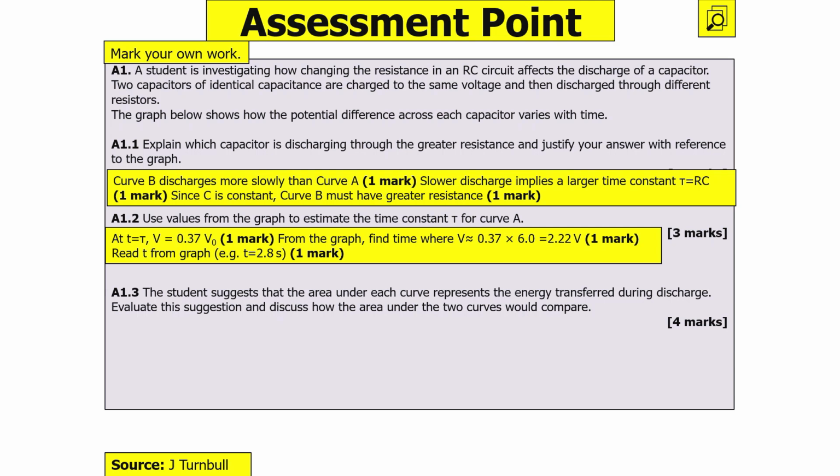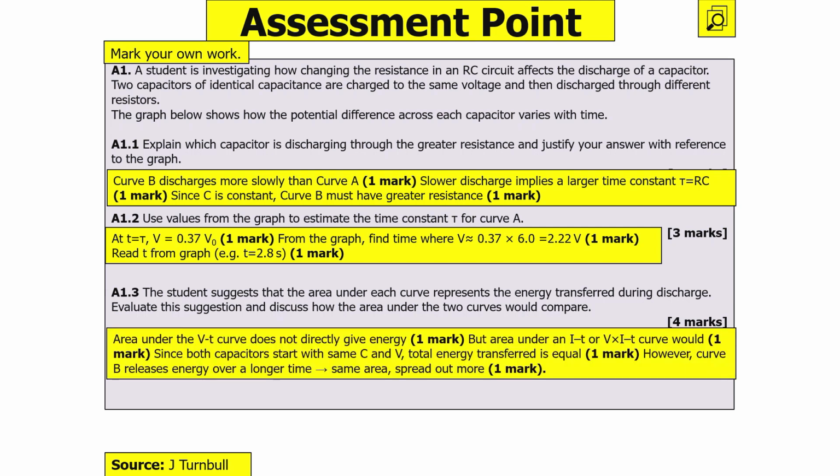Now finally, the area under a V against t curve does not directly give energy, but the area under an I against t or a VI against t curve would. Since both capacitors start with the same C and the same V, the total energy transferred is equal. However, curve B releases energy over a longer time, so it's the same area but spread out more.